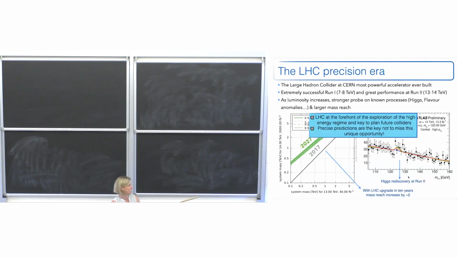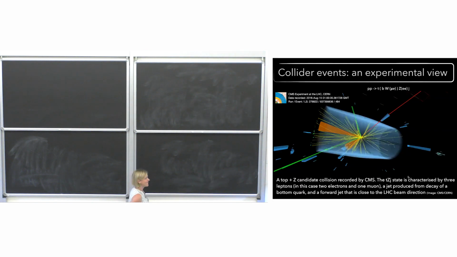And really, the LHC is at the forefront of the exploration of the high energy regime and key to planning future colliders. We really need to have precise predictions in order not to miss the opportunity, okay? So how do we compare an experimental event? That's not really the experimental event, it's already a simulation of an experimental event. This is what, for example, the CMS detector sees: a proton-proton collision going into a top, which then decays into a bottom and a W, which in turn decays into a muon and a neutrino, plus a Z and a jet.